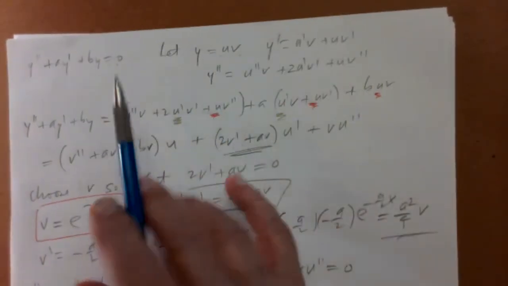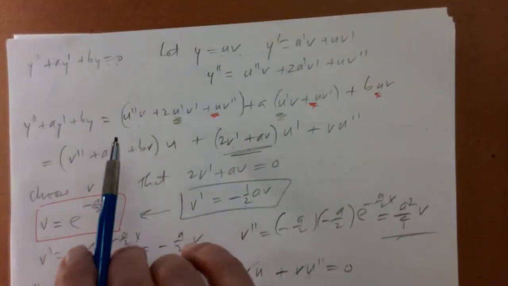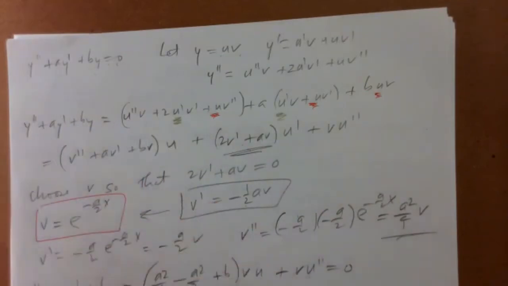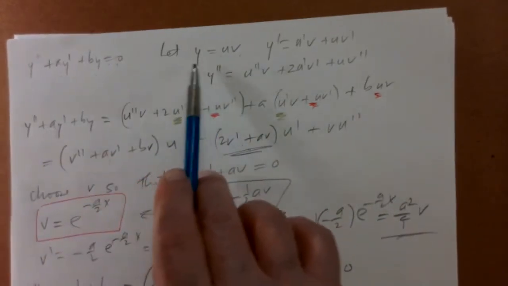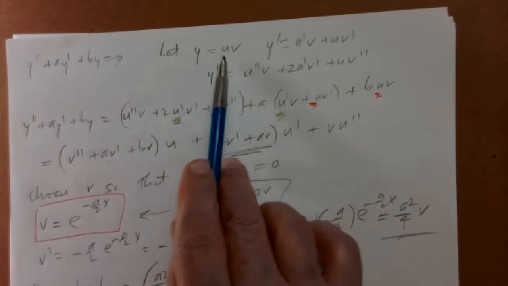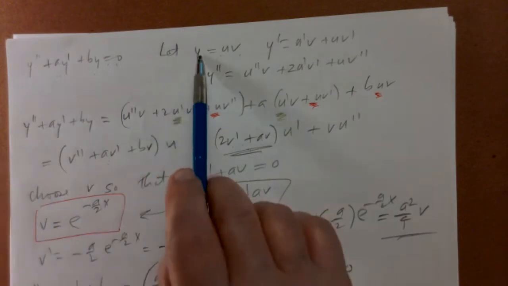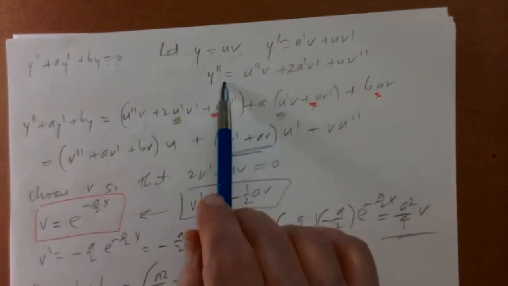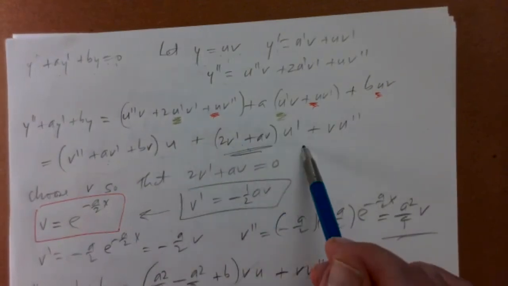I mean, every function is a product of two functions. You know, f of x is e to the x times f of x times e to the minus x. So this is no real restriction in any way. Suppose y equals u v. I want to choose v in such a way that I get a new and simpler equation. So if y is this product, here's y prime and y double prime. We plug it into the differential equation, this is what I get.